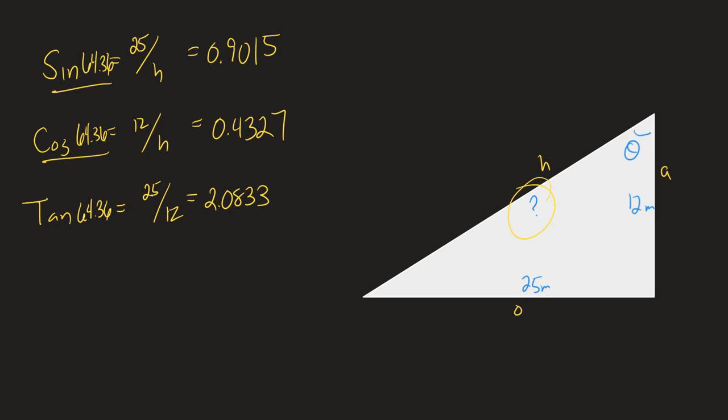Now, you should be able to figure out the other side using one of the remaining ratios. That's your last step. Find the remaining side using one of the other remaining ratios. I'm going to use this ratio because I can.